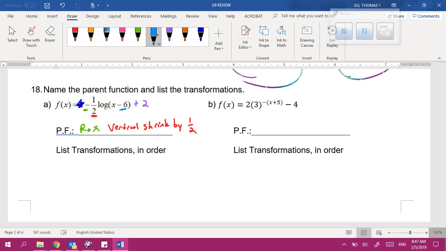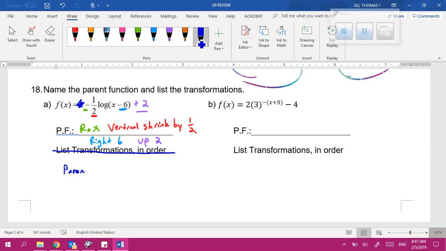Then what's the next transformation? Right 6, right. And the last one? Up 2, that's right. Okay, so now, wait, I wrote it in the wrong spot. Whoops, okay, anyways, yeah. So let me cross this out.